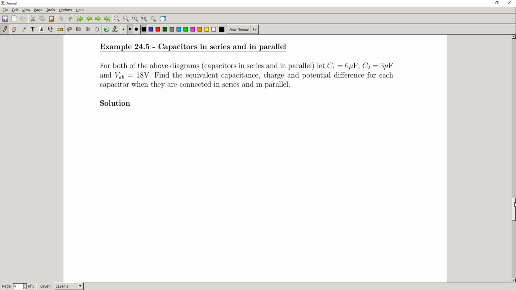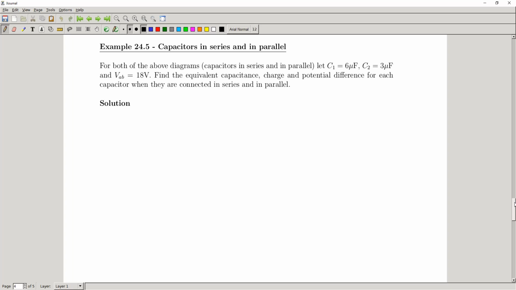We're now going to be setting C1 and C2 to some value, and we're going to actually calculate some stuff about the equivalent capacitor. We're going to be looking at the capacitance of that equivalent capacitor. We're going to be looking at the charge and the potential difference for some of these situations. Okay, so we're going to start off by looking at the capacitors in series.